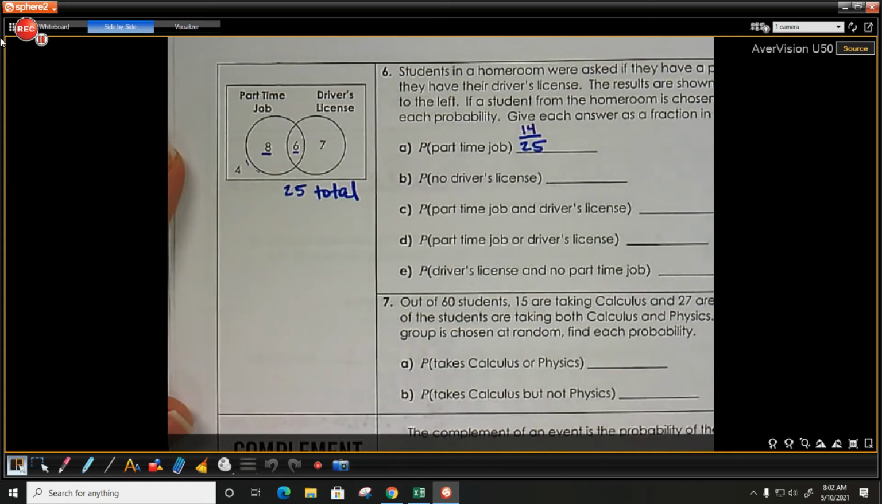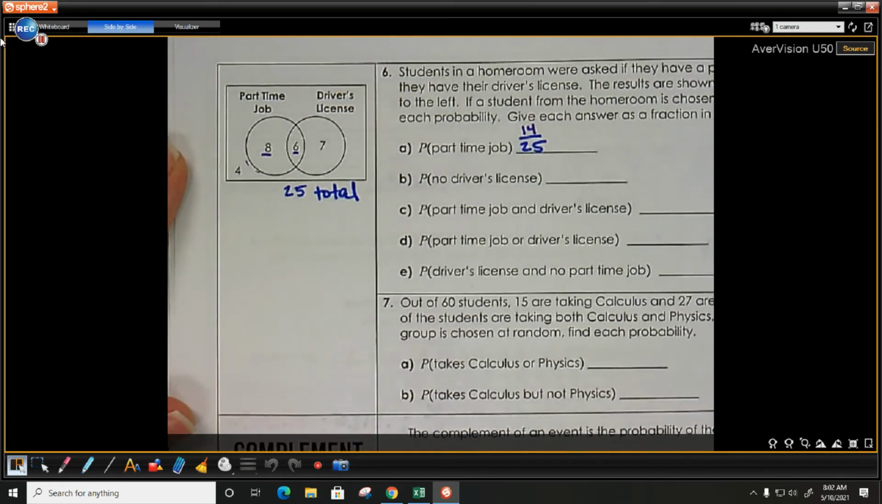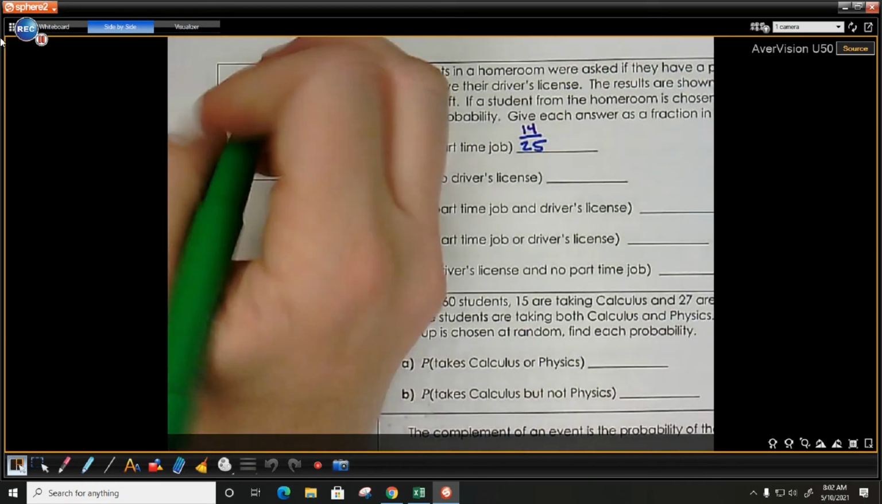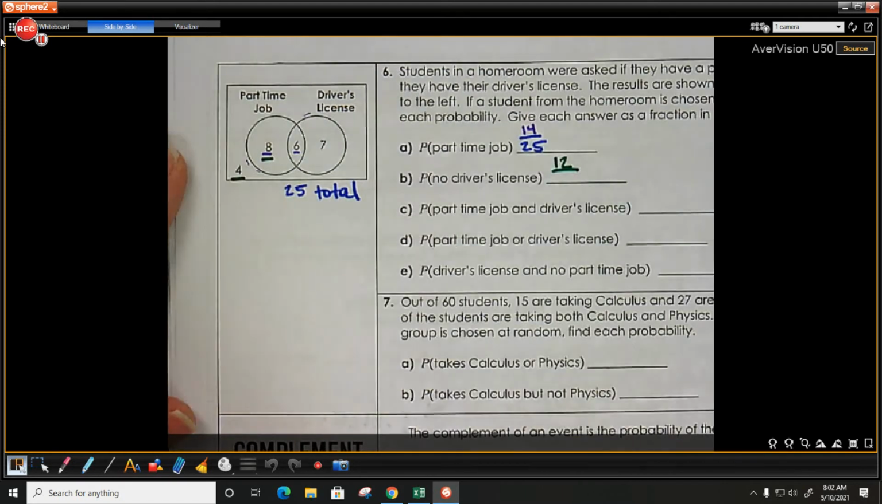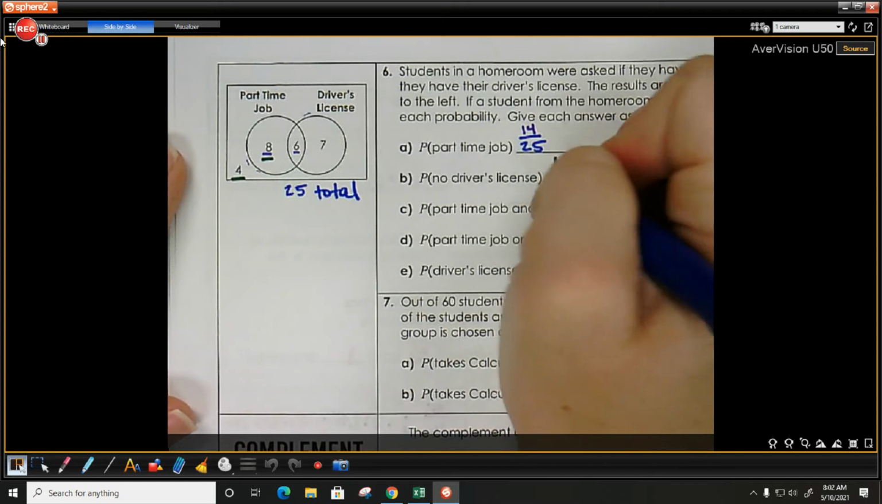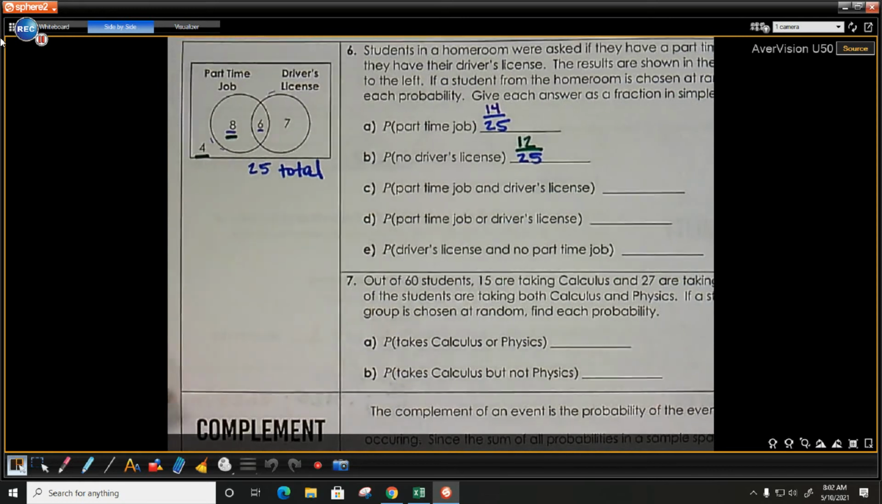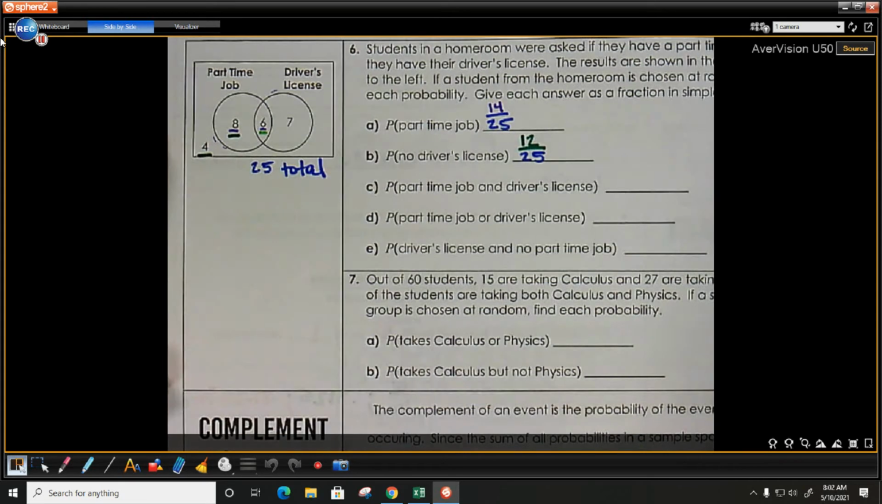What's the probability that you don't have a driver's license? No driver's license. 12. So I'm going to add up the ones that aren't in the driver's license circle. Okay, so that's 4 and 8 for 12, over how many total students? 25. Does 12 over 25 simplify? Nope. Okay, what's the probability that you have a part-time job and a driver's license? That's just 6, because you're looking for the overlap. 6 over 25.